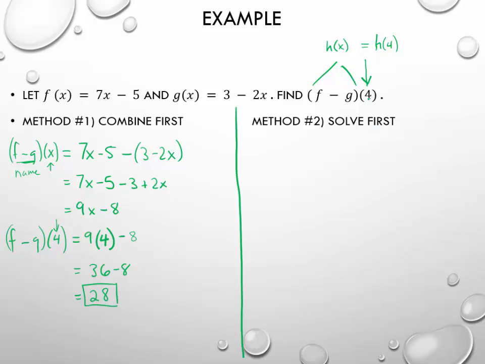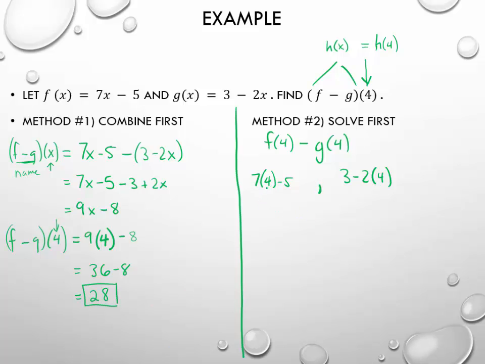The second method says solve first. So we're going to do, and don't think this is distribution, but we are going to take f of 4, and we're going to subtract g of 4. Okay? So we're going to take f of 4 and go 7 times 4 minus 5. And we're going to figure out what g of 4 is. That's 3 minus 2 of 4. And then when we get to it, we're going to subtract those two. But we're going to leave them separate for now.